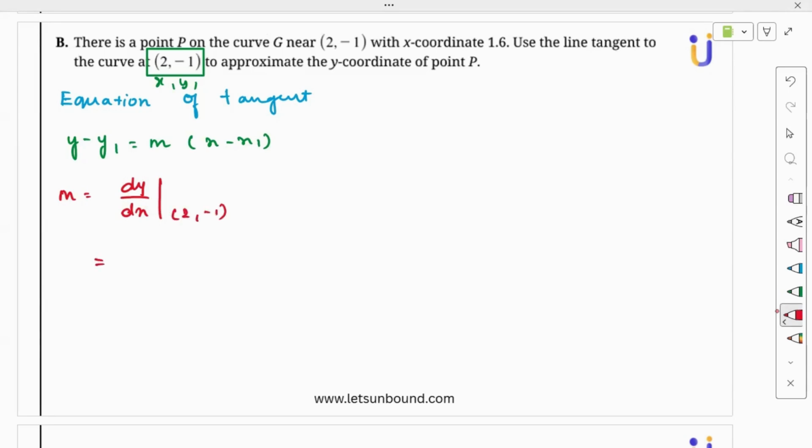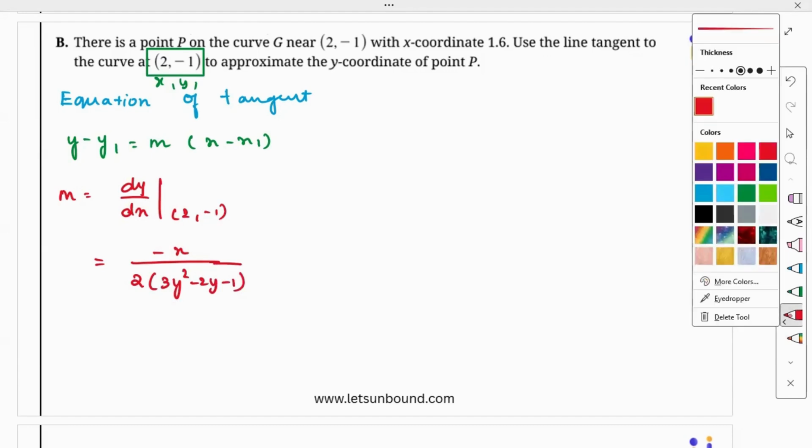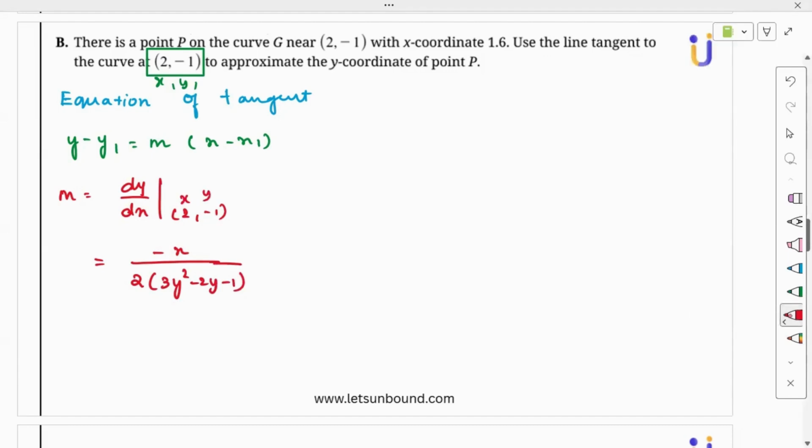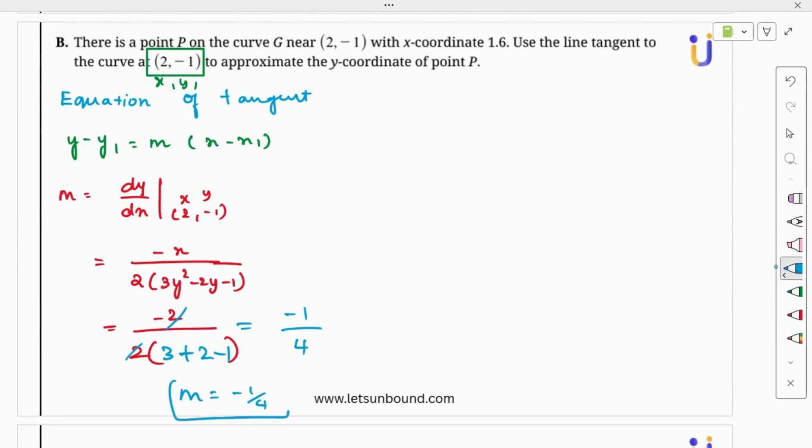So dy by dx, we already have it: minus x by 2 times (3y squared minus 2y minus 1), which we just proved in part A. Now plug in 2 for x and negative 1 for y. So negative 2 by 2, and 3 times negative 1 squared is 3 times 1, which is 3. Minus 2 times minus 1 is plus 2. Then minus 1. The 2s cancel, giving negative 1 over (3 plus 2, 5, 5 minus 1 is 4). That's it. This is our slope, negative 1 by 4.